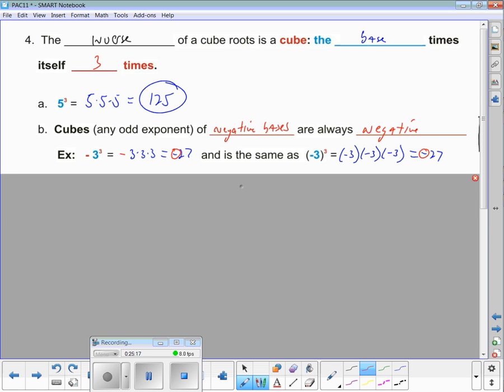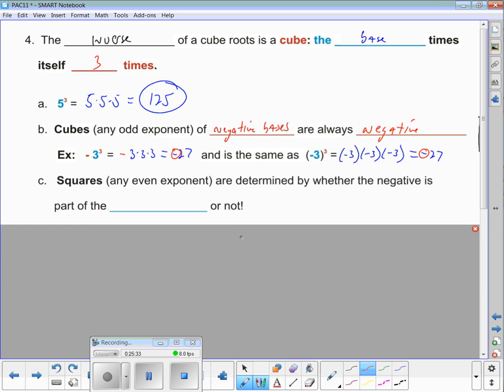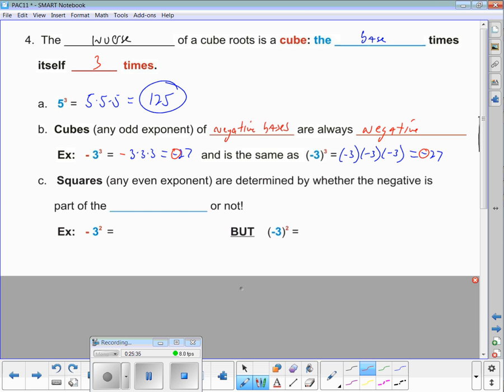It would not work for a square root. And we went over that when we did square roots. They give you different answers. One's positive, the other's negative. Okay? So be careful. But in cube roots, it doesn't matter. All right, so here again, that same concept with our squares. Squares, any even exponent, are determined by whether the negative is part of the base or not.